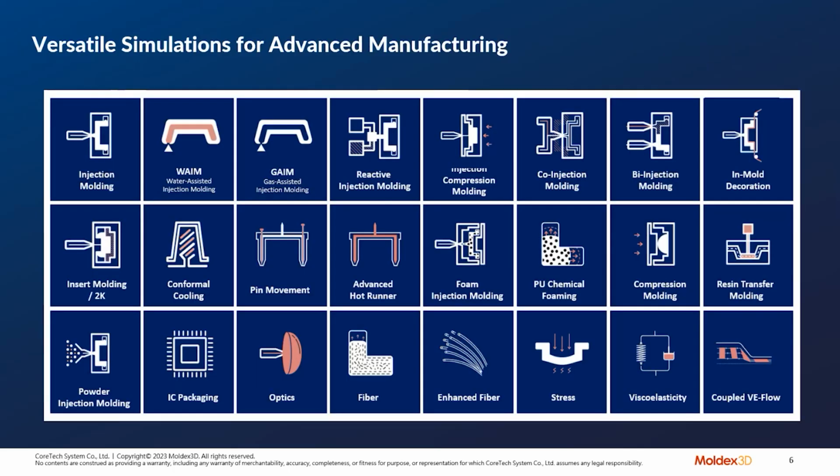So when we talk about what kind of simulation we can perform, all different types of injection molding, whether it's injection, water assist, gas assist, reactive injection molding. If your team is into optical parts, we can simulate that. All the different types of tools, conformal cooling, if you're getting into that, and any special process that you might have, like foam injection molding, PU chemical foaming, even compression, transfer, RTM processes. So if there are any special processes, we can handle them, including co-injection, insert molding, all those different types.